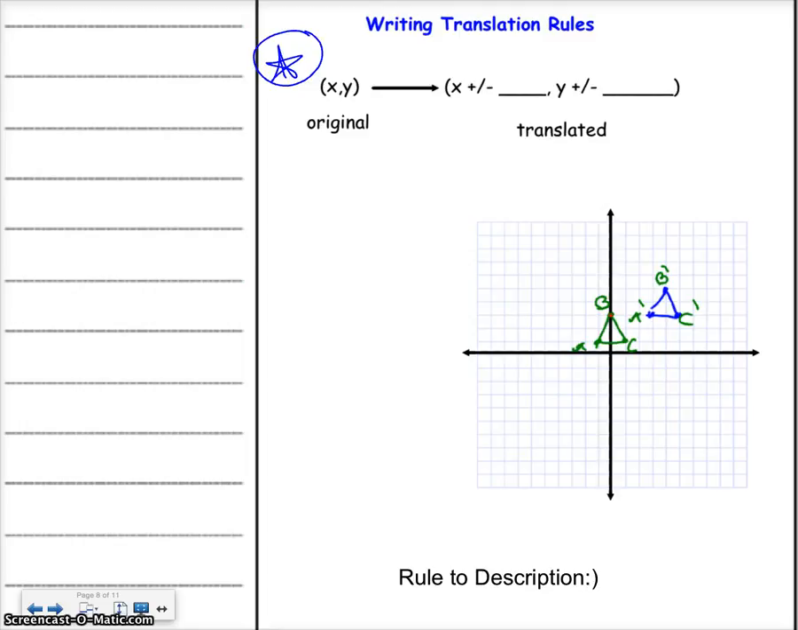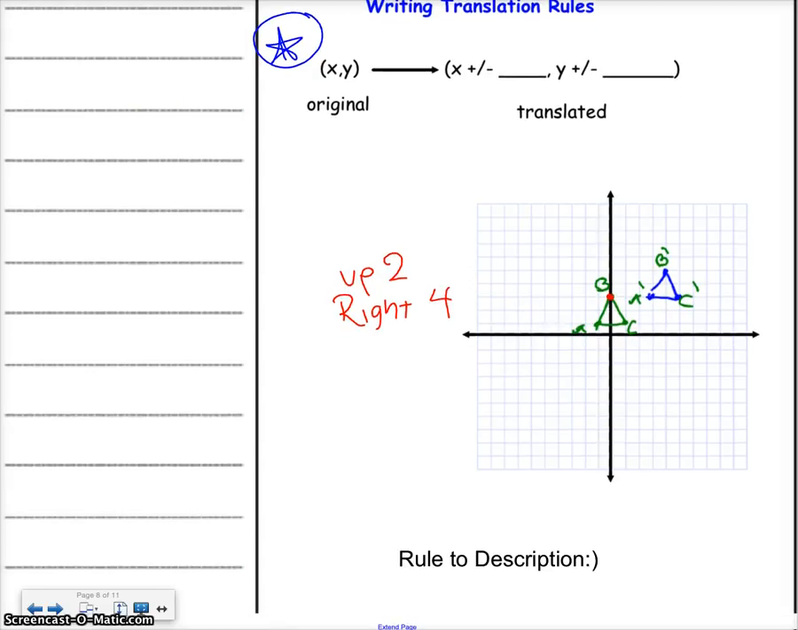So I'm going to go ahead and use B. It looks like B went up 2, and then I went over 1, 2, 3, 4, to the right 4. Now that's not a rule, that's a description. That's just what I do. But I like to write my description down and then make my rule.